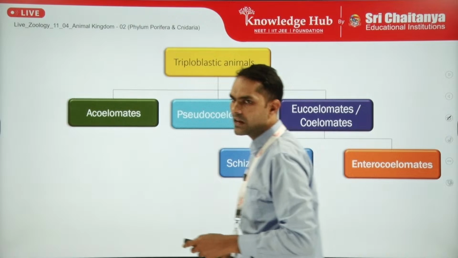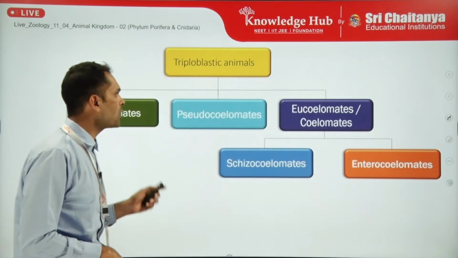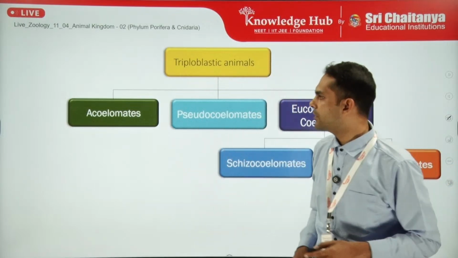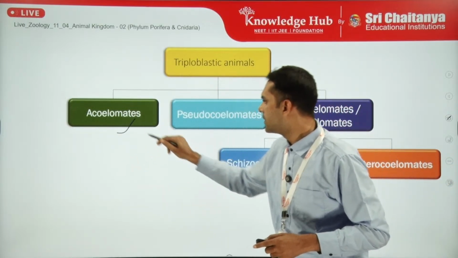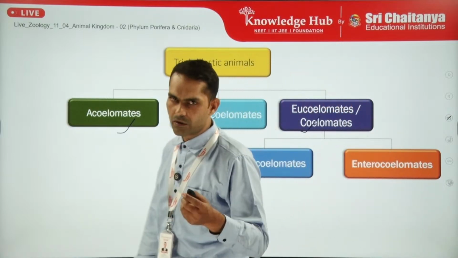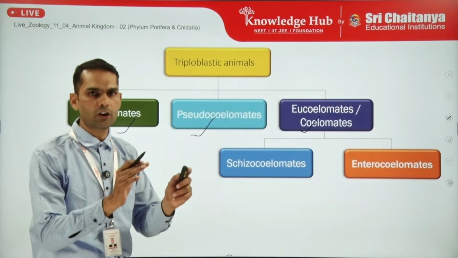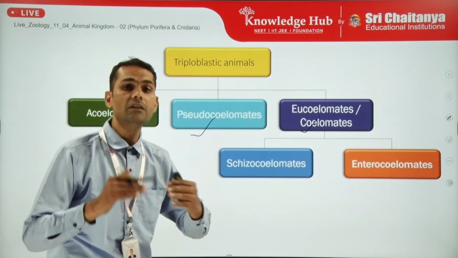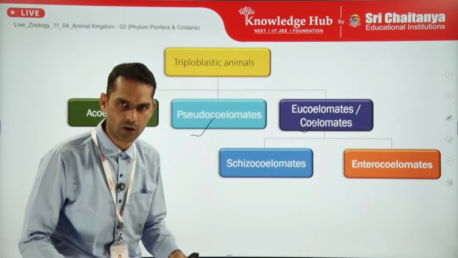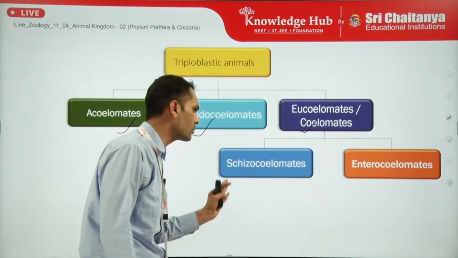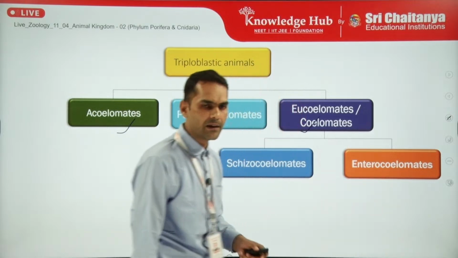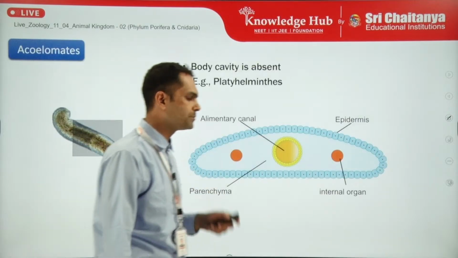So as we have already discussed, the triploblastic animals could be further categorized into three types: acoelomate, pseudocoelomate and eucoelomate. Eu means true, coelom means coelom. So true coelomates, on the basis of further development, as I mentioned in the previous slide, schizocoelom and enterocoelom, can be categorized into schizocoelomate or enterocoelomate. Okay, so let us discuss this further.